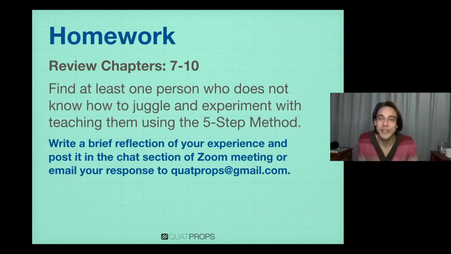But try to read up to chapter 10, and then find at least one person who does not know how to juggle and experiment with teaching them using this 5-step method. So your homework assignment is try to play with this. I might suggest you try to look for one-on-one opportunities or small groups first, like 1 to 3 people at a time, just as you start to learn its steps, and then bigger as you go.